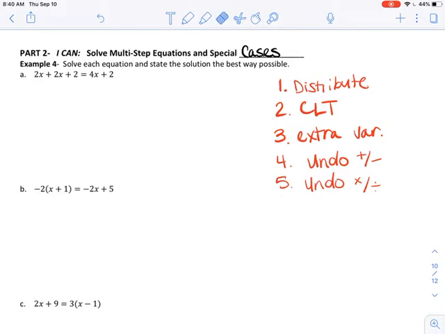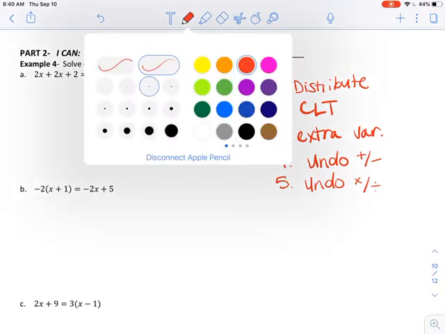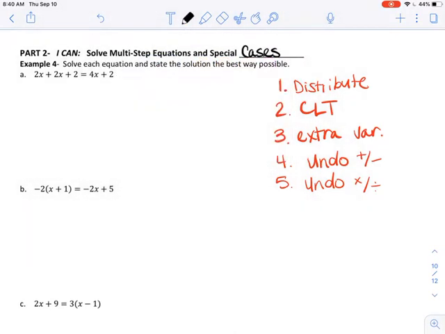Okay, so we're going to follow those 5 steps and we're going to solve these, and if they have no solution, we'll write that down. If they have infinitely many, we'll write that down. So on number A, distribute, I don't have to do because there's no parentheses. So I'm going to move on to combine like terms.